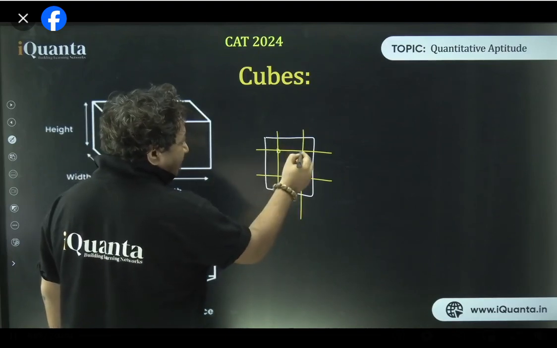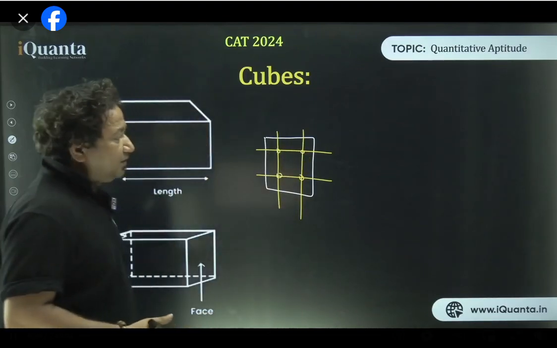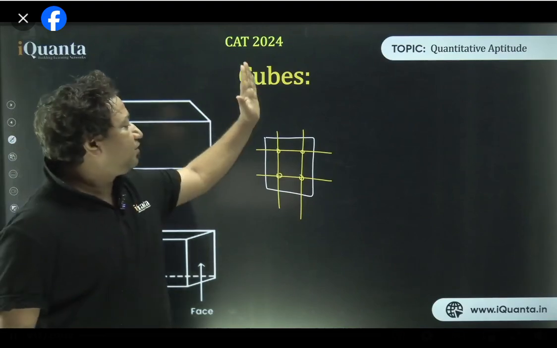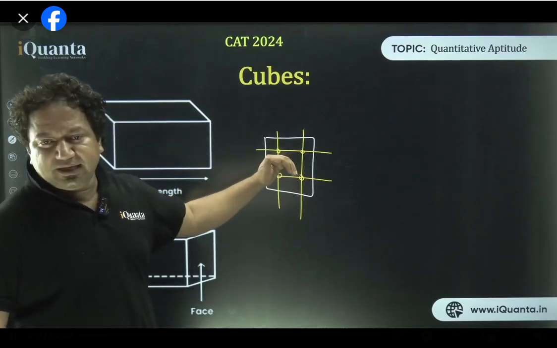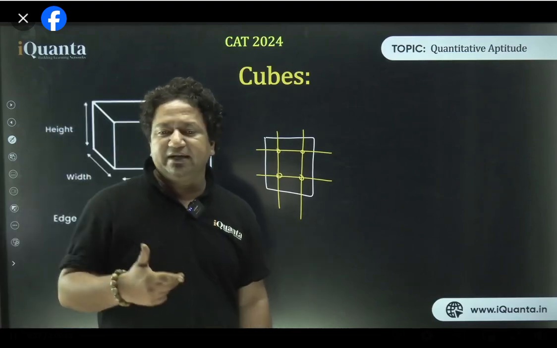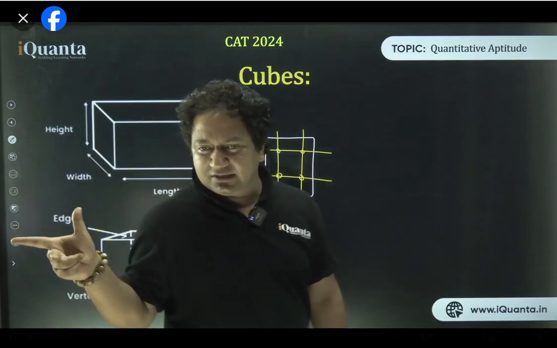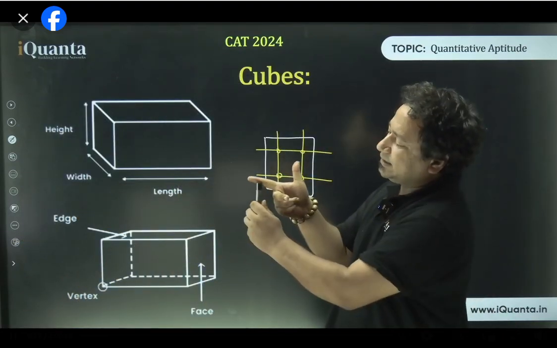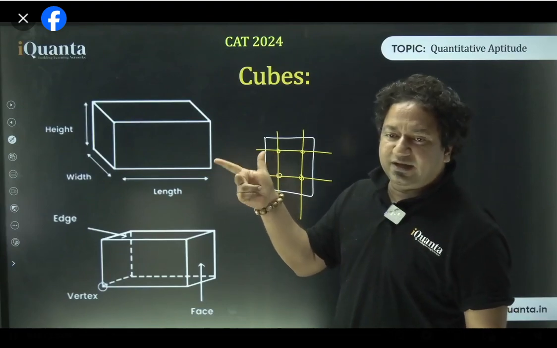So we have 1, 2, 3, 4 points of intersection. As you can see, first I drew vertical lines, then I drew horizontal lines. That means I am drawing lines in 2 dimensions, yes or no? It's in 2 dimensions, right? Like X, Y, and Z are at 90 degrees of each other. Look at my fingers. If this index finger is X, thumb is Y, middle finger will be Z.